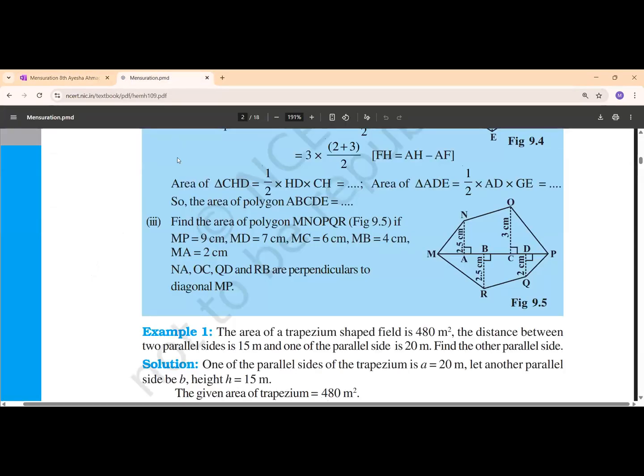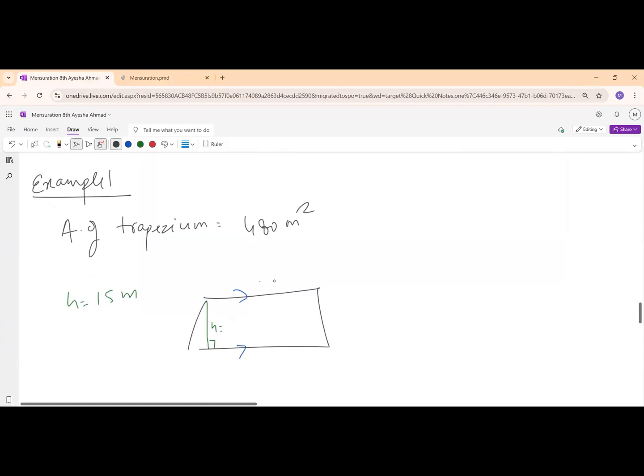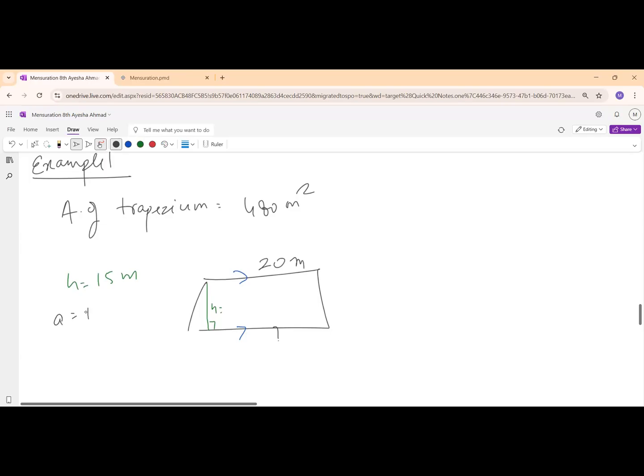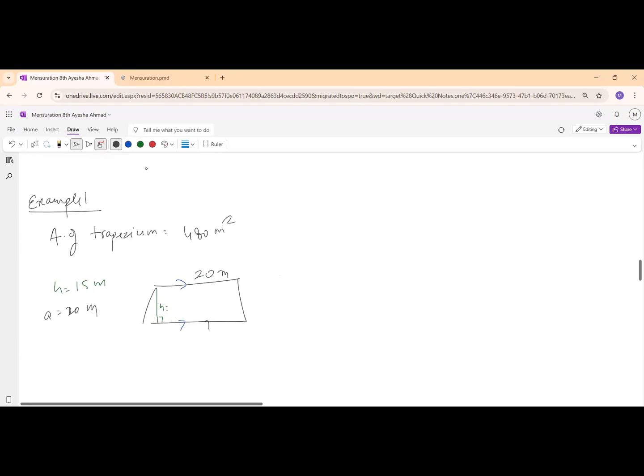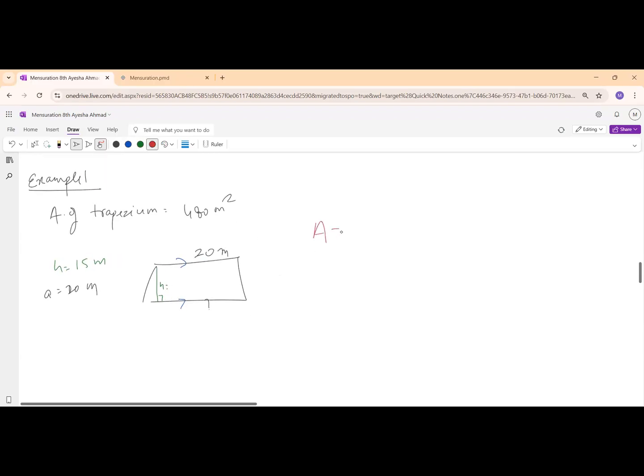Now they are saying that one of the parallel sides is 20. So let's say this side is 20 meters. We have to find the other. Very easy. Let's say A is equal to 20. A and B are the parallel sides. One is given as 20. I should use the formula. What was the formula? Area is equal to half into h into A plus B, right? Yes, Aisha? Aisha, if you're not understanding, first tell me. I'll explain it again.